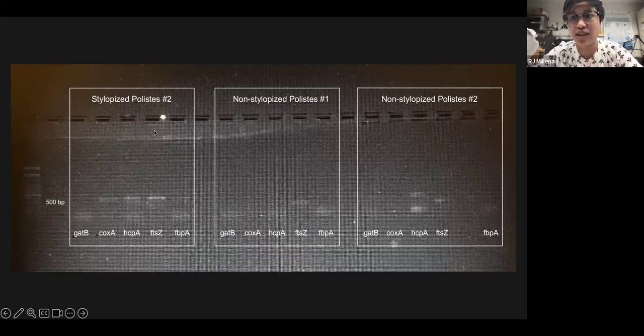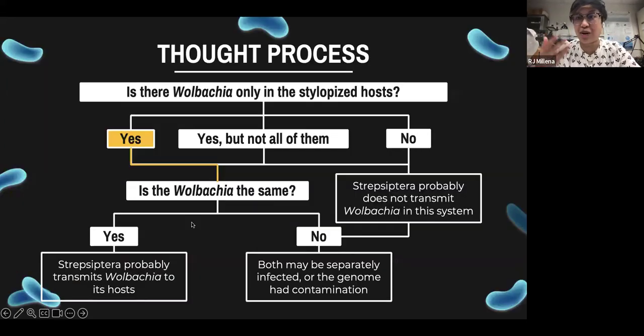This is a very grainy image, please forgive me. And the non-stylopized wasps had no bands, or bands that weren't around the 500 base pair mark, so we could probably mark them out as not Wolbachia. So that was the result we wanted, or the result we were hoping for, even though you shouldn't really hope for things in science. So now we had to test if the Wolbachia is the same, and we could do that by running them through the database, which I showed you earlier.